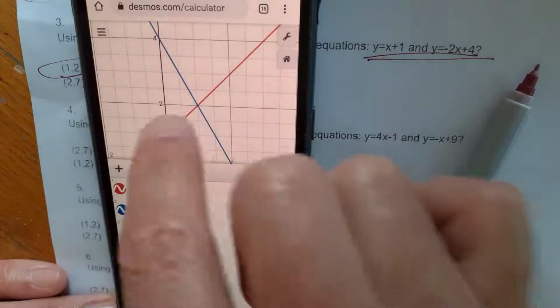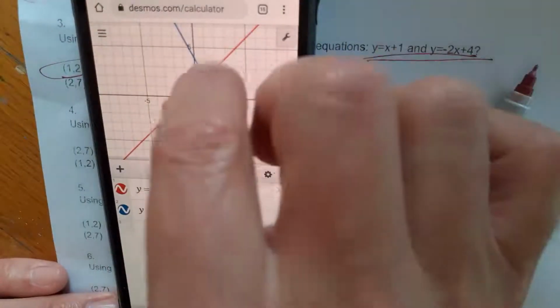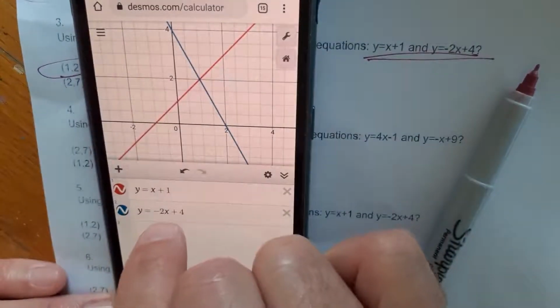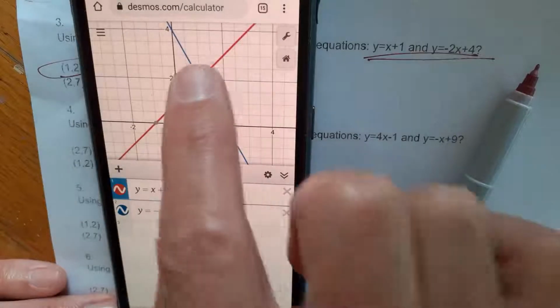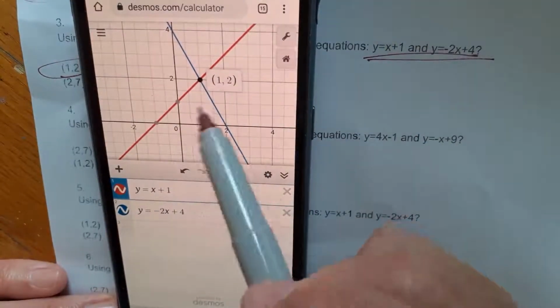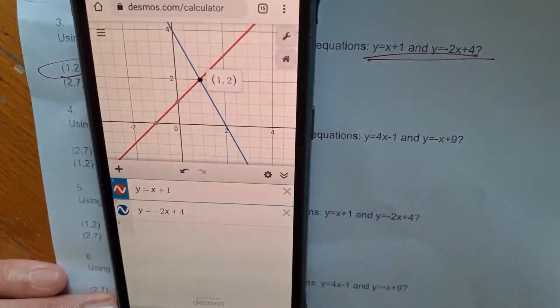And here's the all-important point. If you hit home, you can't see it. It'll help recenter everything for you. But these are two lines graphed, the two that we have here, the y equals x plus 1 and the y equals negative 2x plus 4. And what we're interested in is this point. And if you click on it, 1, 2. It'll even tell you where it is.